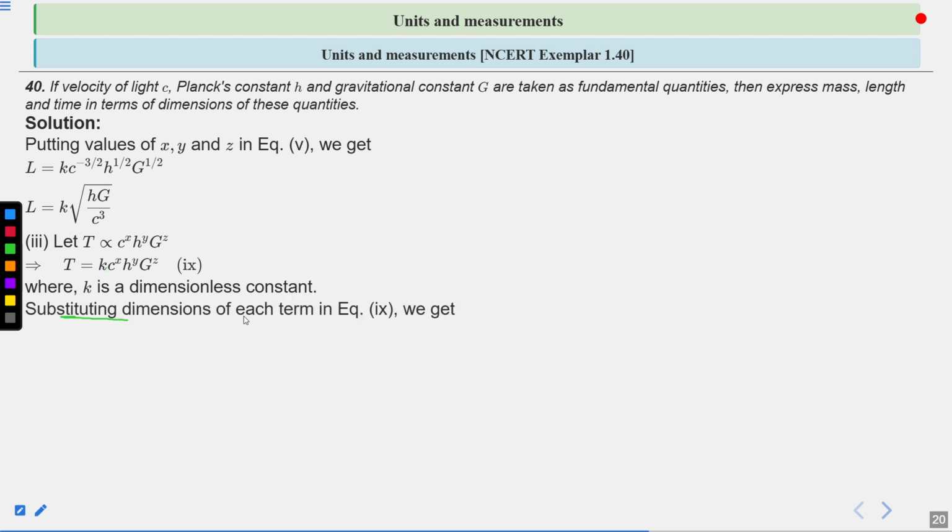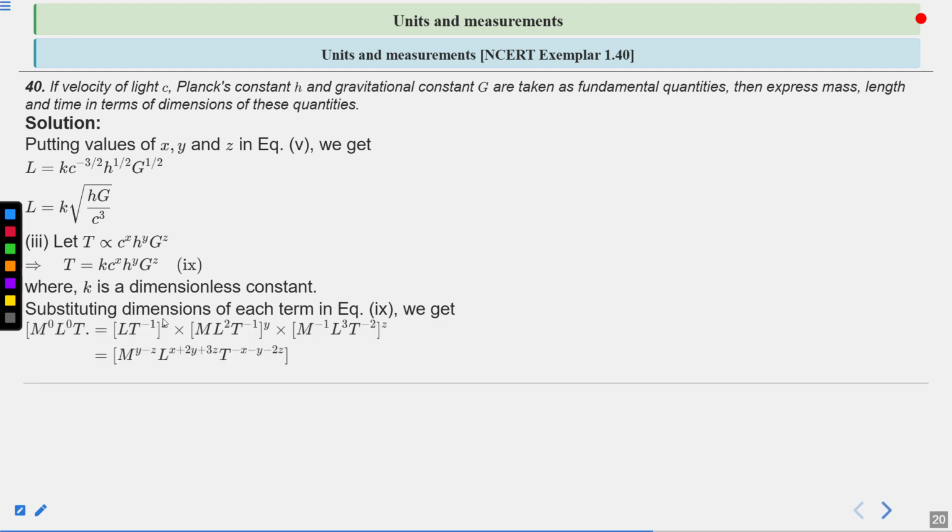Substituting dimensions of each term in equation 9, we get a new relation. So here after substitution, you will get LHS side and RHS side. Here LHS side is T and RHS side is this one. K is dimensionless, and the dimension formula of C is this one. Dimension formula of H is this one with power y, and dimension formula of G is this one. Clear?